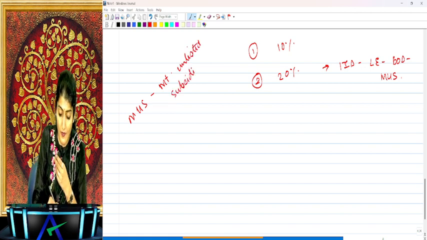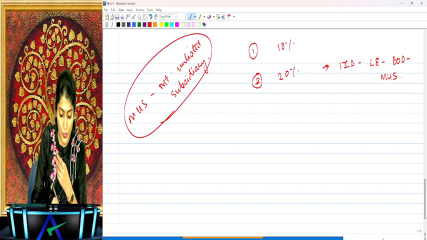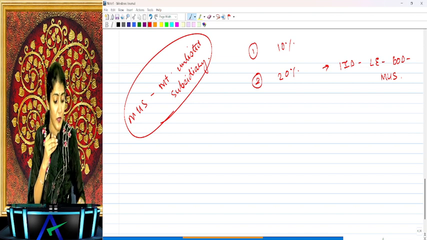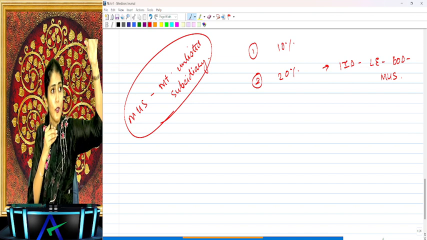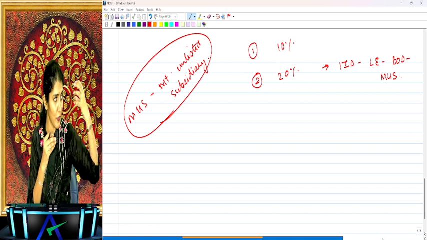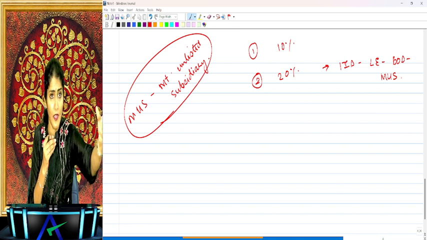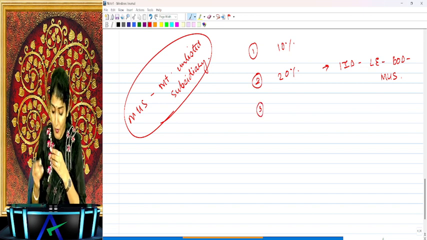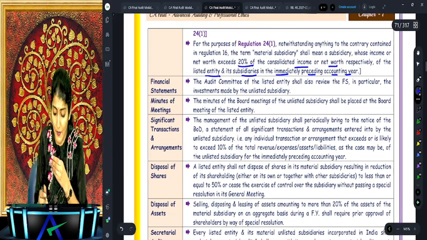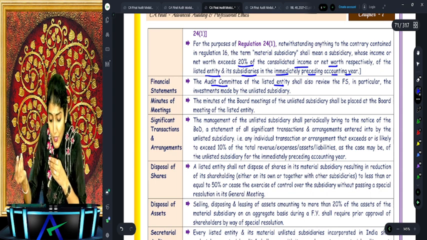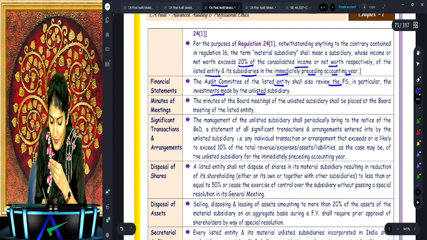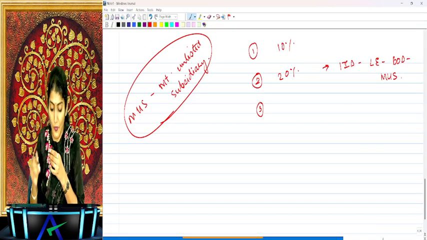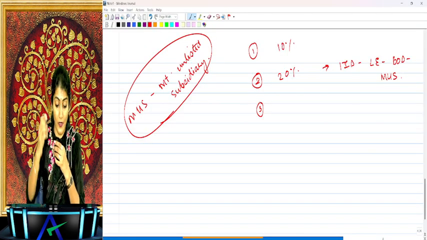Okay, so what does it say? The remote control of the subsidiary should be with the listed entity. Why? Because it is your subsidiary company. So how do you keep the remote control? One of your independent directors, you put on the board of the subsidiary company. Then second, what does it say? The audit committee of the listed entity shall review the financial statements, particularly the investments made by the unlisted subsidiary. So this is one more point added in the role of the audit committee. The role of the audit committee, what does it say?